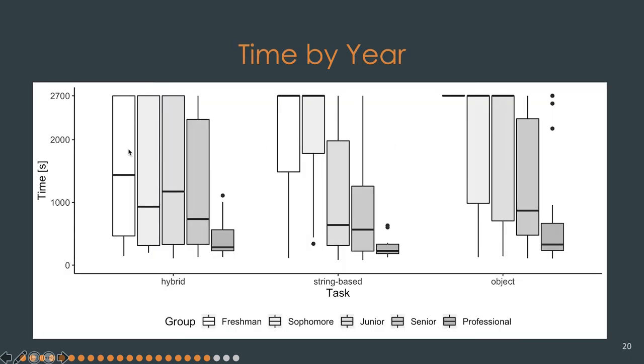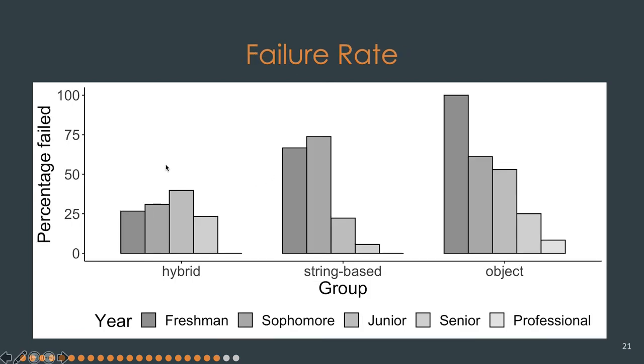When we look at the graph broken down by group and experience level, we see that the hybrid group is relatively good across the board, while the string-based group has freshmen and sophomores failing a lot of tasks. They're hitting the ceiling time, the maximum time you can take, and then having a little bit better performance for the juniors, seniors, and professionals than the hybrid group. And then the object-oriented group has the first three levels failing a lot of tasks, and the other two doing okay, mostly. Since I'm talking about failing tasks, here's a bar graph of the failure rates.